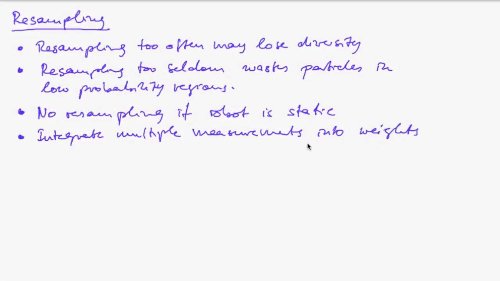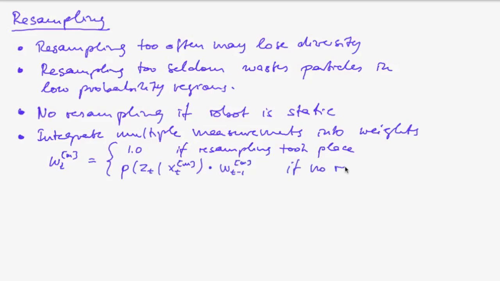So remember, the way we treated our weights was we compute the weights, we do the resampling, and we just discard all the weights, and then in the next filter step we compute the weights for the new particles. So we don't keep them. However, we could also keep them, and so if we did a resampling, we reinitialize them to be 1 if the resampling took place, whereas we multiply them by the probability of our current measurement if no resampling took place.